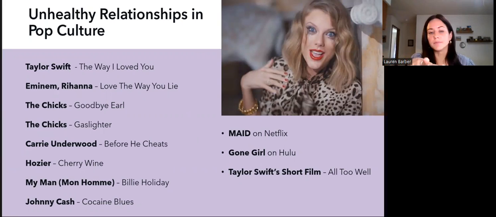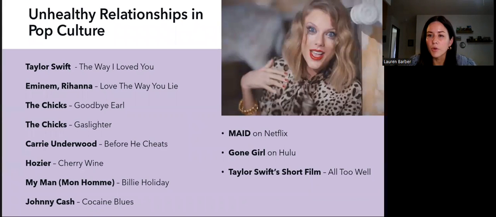But then some of this media on the right, we have Maid on Netflix, Gone Girl on Hulu, and then we have a short film by Taylor Swift, which is a really self-aware look at what it feels like to be gaslit and the progression of a relationship developing more unhealthy patterns. So the ones on the right, I really recommend. I really recommend watching Maid on Netflix. It gives a really realistic portrayal of barriers that survivors of domestic violence face.